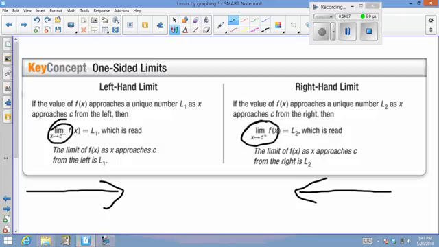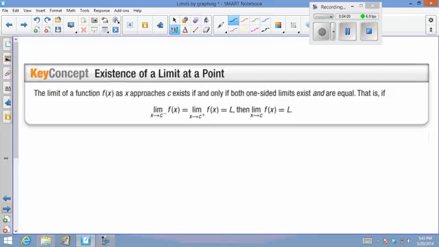Oh, sorry, I forgot that we have existence. In order to have an actual limit, I need to have my limit as it approaches from the left and the limit as it approaches from the right be the same number. If they are the same number, then that means the limit exists. If they don't approach the same number, that means the limit does not exist.